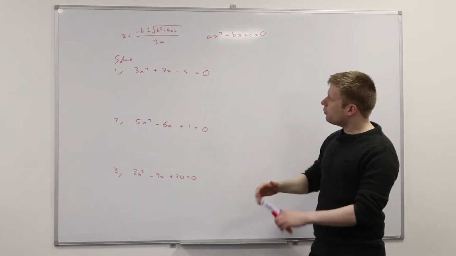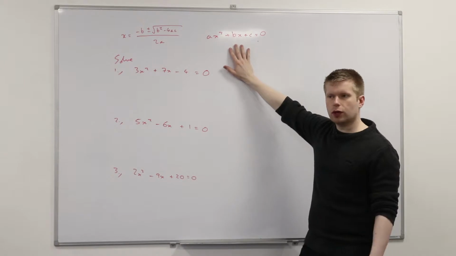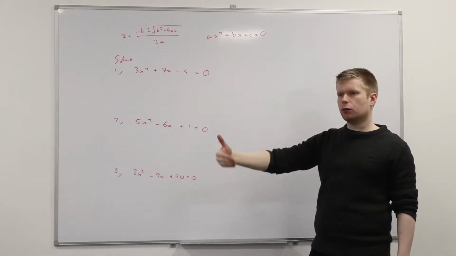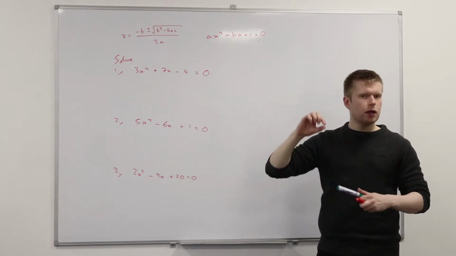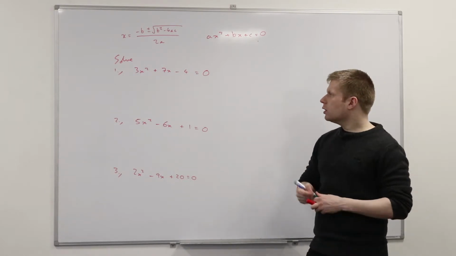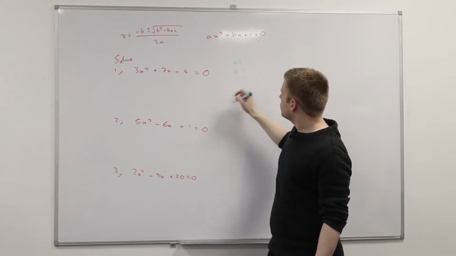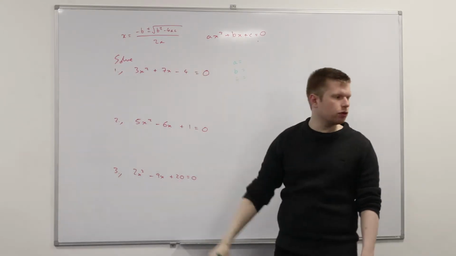Okay. So if we can't factorize it, then we can move over to the quadratic formula. Now, I would always encourage you here, rather than just jumping straight into the quadratic formula, take a little bit of time to set yourself up. So I would write down A, B, and C, so I know which numbers I have to stick into this formula.